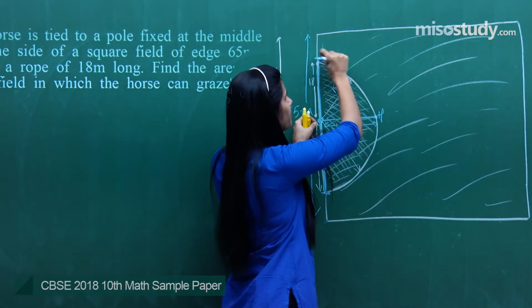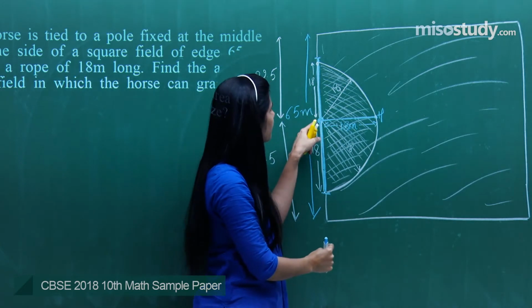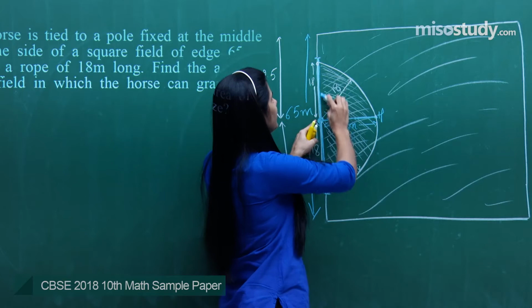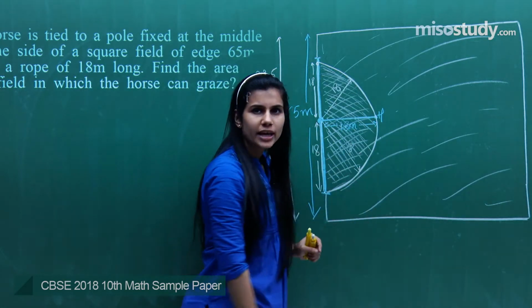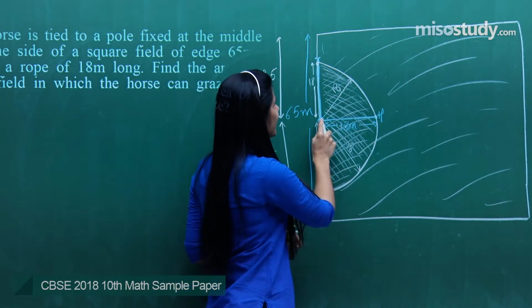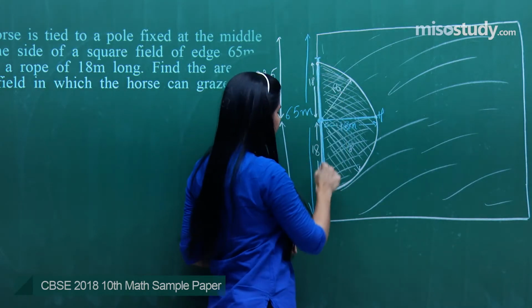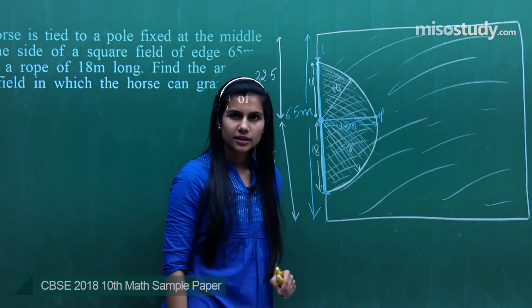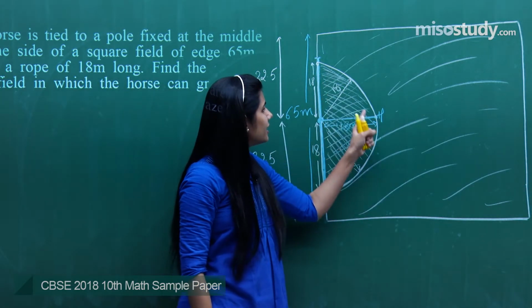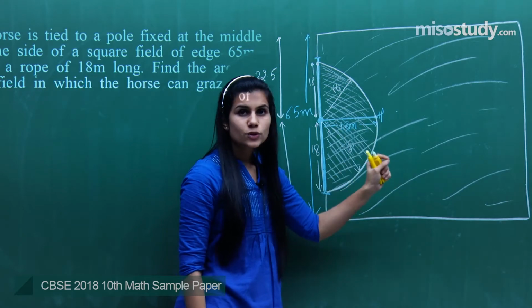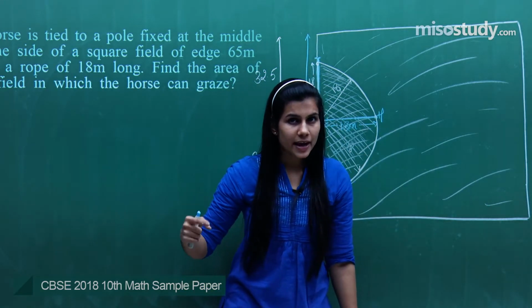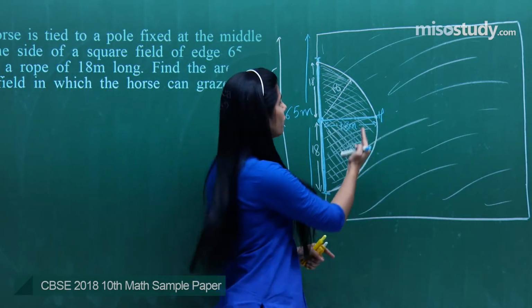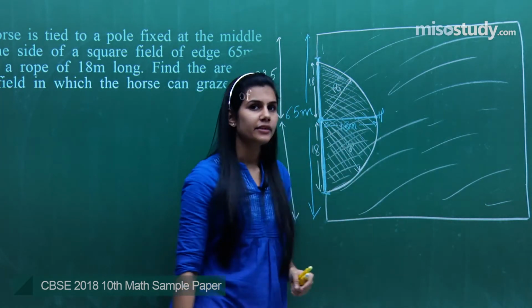It cannot move beyond 18 meters from the point where it is tied to the pole. All in all, it can only graze in this much area, where from the point it is tied to the pole, the maximum is 18, here it's 18, here it's 18, till here it's 18. Because when it is here, that means when it is using the entire maximum length of the rope, that is the maximum point where it can reach. Apart from it, it can come back and graze in this entire area.